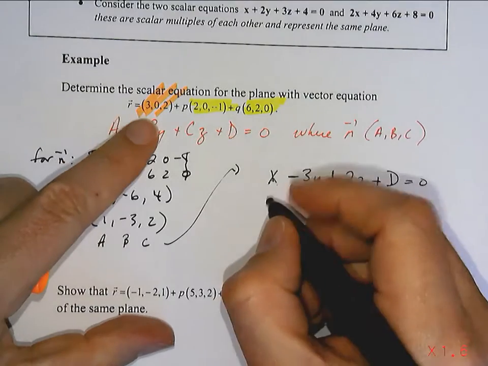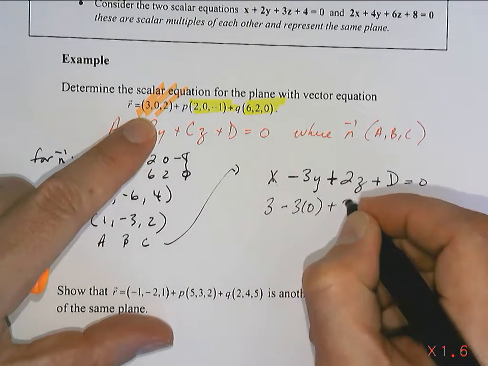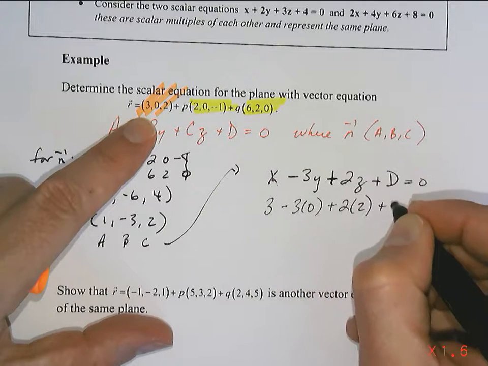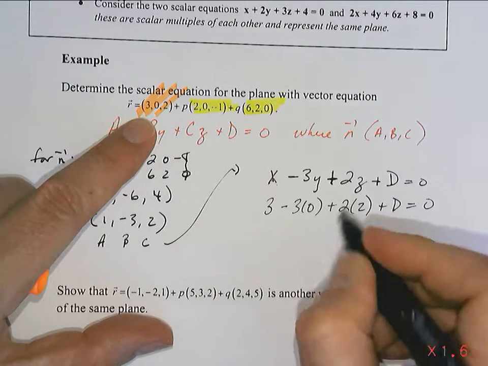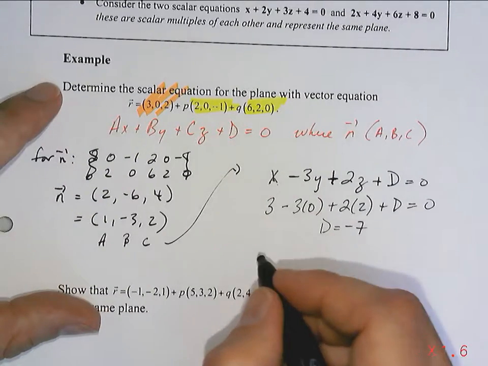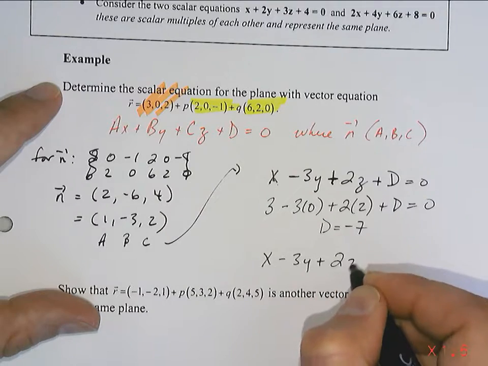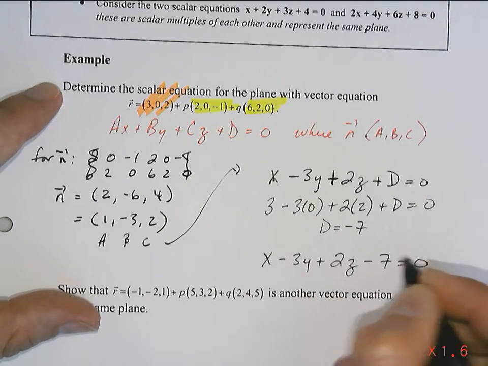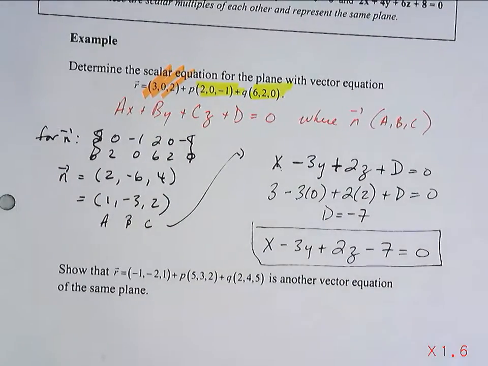So in this case, it's going to be 3 minus 3, 0, plus 2 times 2 plus d equals 0. 3 subtract 0 plus 4 is 7. d equals negative 7. So the equation of the plane is going to be x minus 3y plus 2z minus 7 equals 0. You have the scalar equation of the plane. And here's the secret. It's unique.